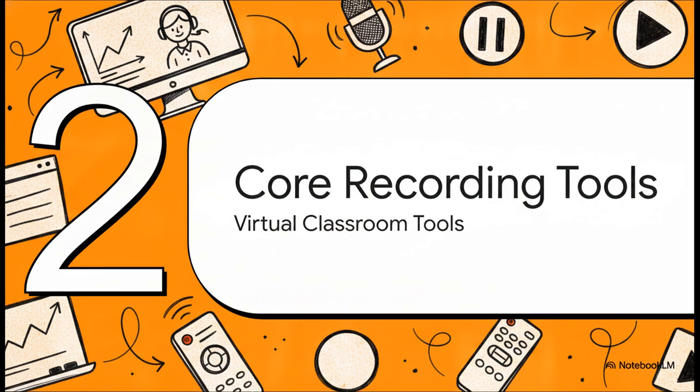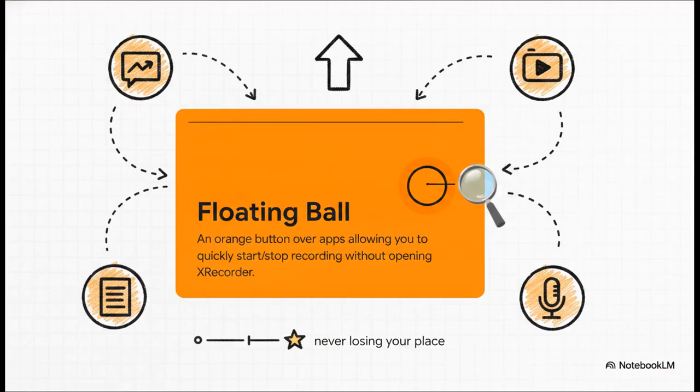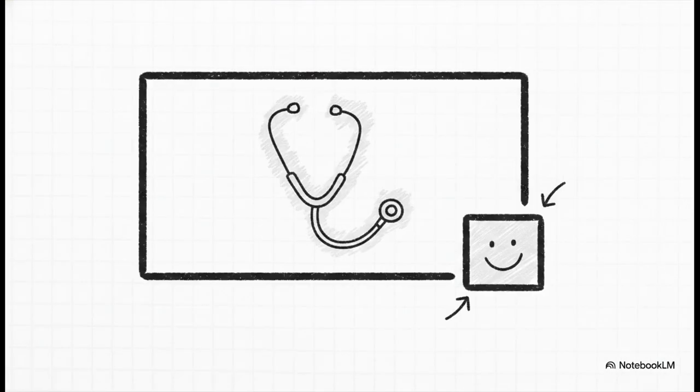Moving on to Section 2, your core recording tools. Okay, the really crucial point here is this floating ball. Think of it as your universal remote control. The manual highly recommends this method because it sits kind of invisibly right on top of all your other apps. This means you can open up your PowerPoint presentation first, get everything perfectly framed, and then just tap the orange ball to start recording. You never lose your place, and you completely avoid that awkward dance of switching back and forth between apps.